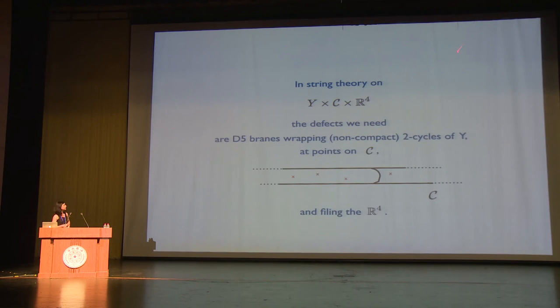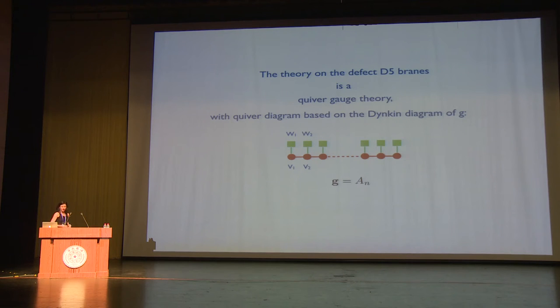Now, in string theory on Y times C times R4, the defects that we need for our purpose are D5 branes that wrap non-compact two cycles in Y. They're at points on the Riemann surface, and they fill the R4. Now, the theory on D5 branes in this geometry is well known. It was understood since the work of Mike Douglas and Greg Moore in the early 90s. It's a quiver gauge theory where the quiver diagram is based on the Dynkin diagram of G.